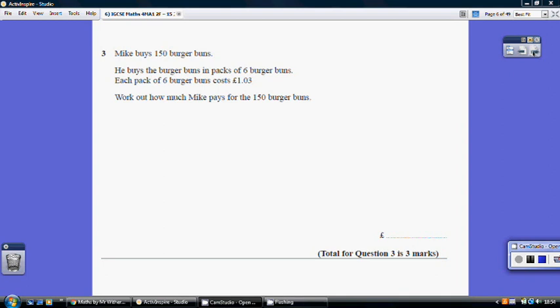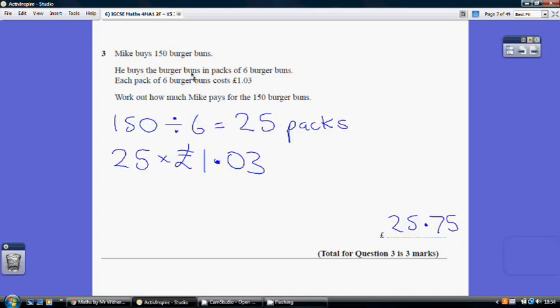Question 3. So a couple of ways to do this, but the way I've done it is to work out how many packs we've got. So we've got 150 buns, but there are 6 buns in a pack. So to work out the number of packs, I've done 150 divided by 6 to give me 25 packs. Now each pack costs £1.03, 25 packs in total, so 25 lots of £1.03 gives me £25.75.